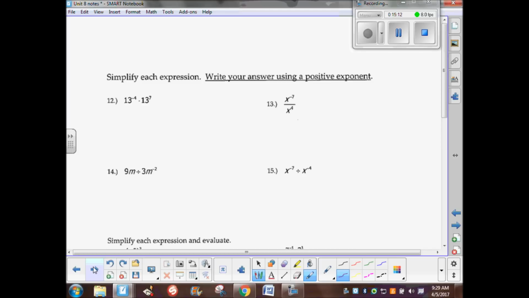Okay, so last little bit here. Using positive exponents, we want our final answer only with positive exponents. So who can help me out with 12? Ethan.